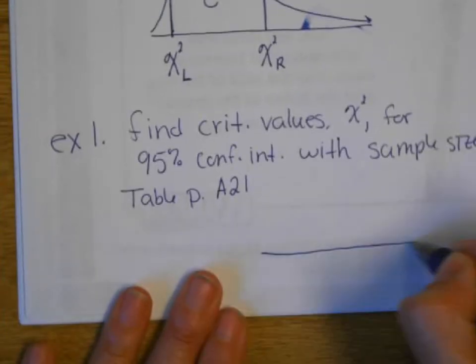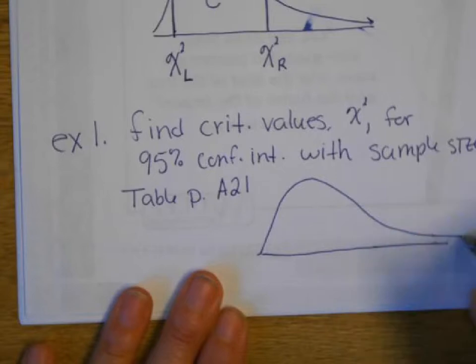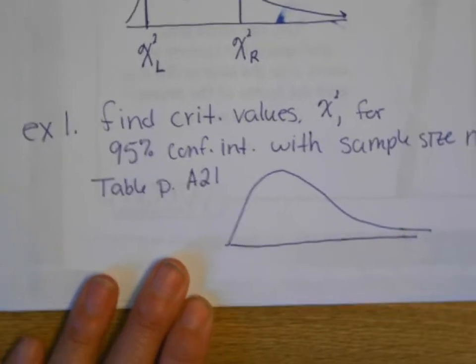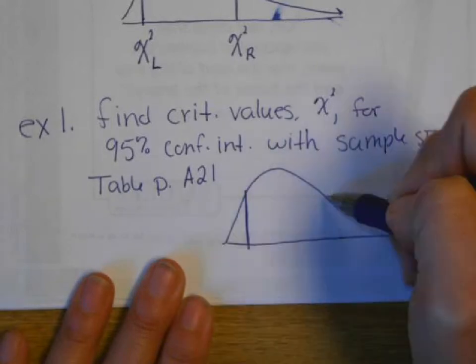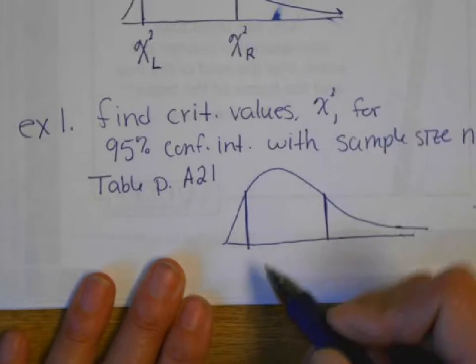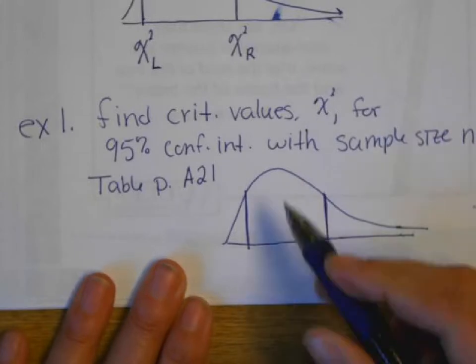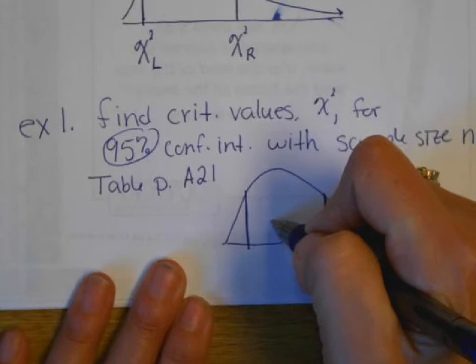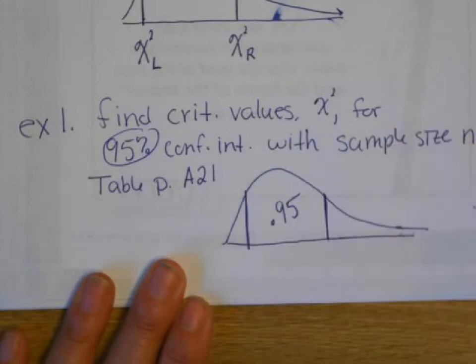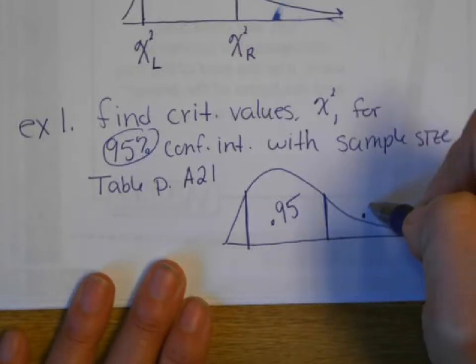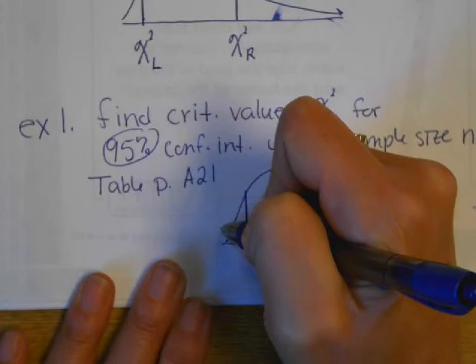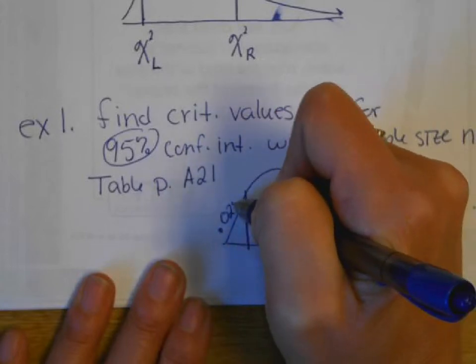So, let's go back and make our graph, because we need to find two chi-squared values. I don't care that you make it skewed right. It doesn't really matter if you made it look normal. What we know is in between these two chi-squared values is our level of confidence, 95%. So then what's left over is the 5%, and we divide that evenly between the two tail pieces. So this tail piece is 0.025, and this tail piece is 0.025.